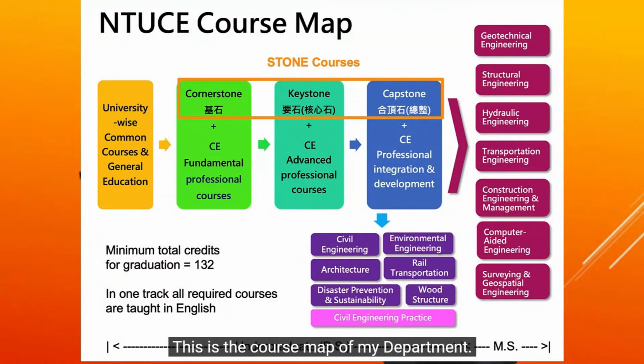This is the course map of my department. For undergraduate students, we basically offer 2 tracks of courses. One is more on the theoretical side, another one is more on the hands-on side. For the hands-on side, we call them stone courses. Starting from the freshman year, we offer cornerstone courses. And then in the sophomore year, we have keystone.